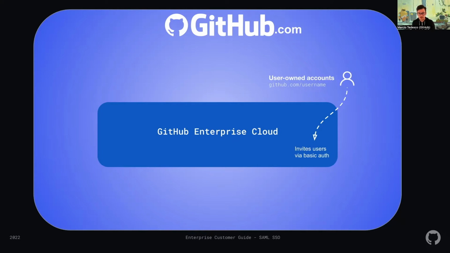Intellectual property is a key and valuable asset to any business, and here at GitHub, you couldn't treat it differently. With GitHub Enterprise Cloud, you can maintain access controls of your private repositories using SAML SSO. But how does it work without SAML SSO? Without SAML SSO in your GitHub Enterprise Cloud, you can invite users to your GitHub Enterprise account or your organization account through basic authentication.